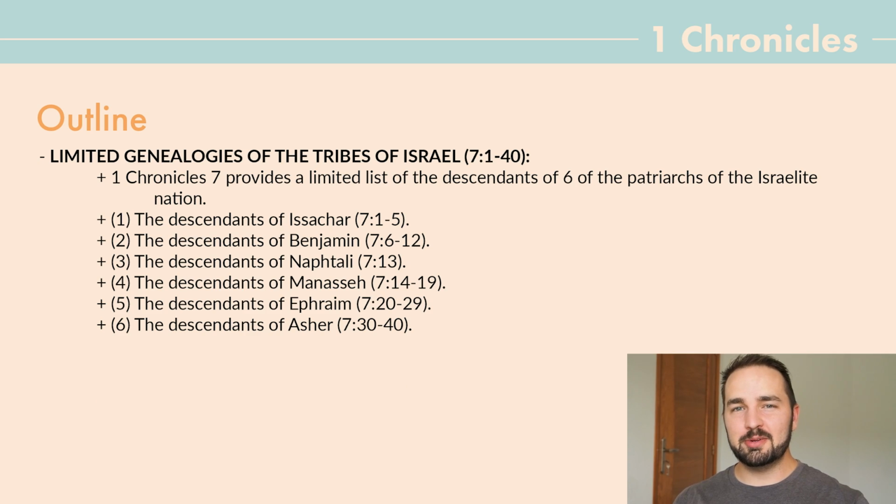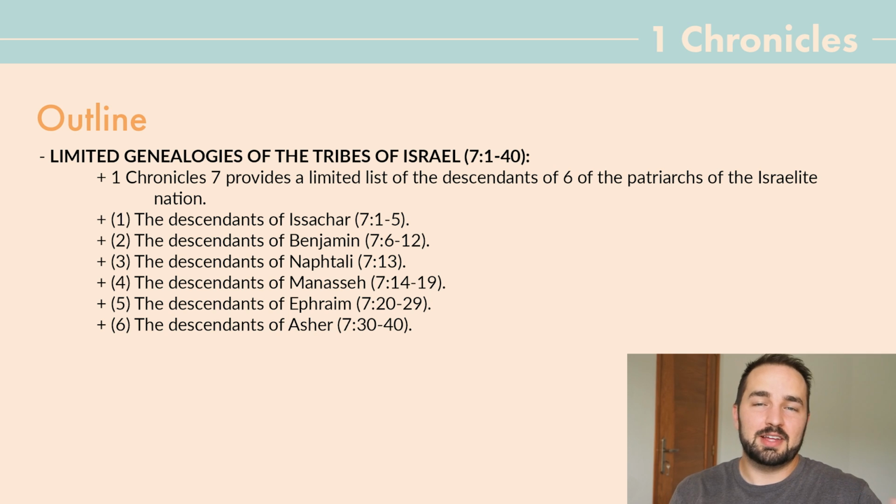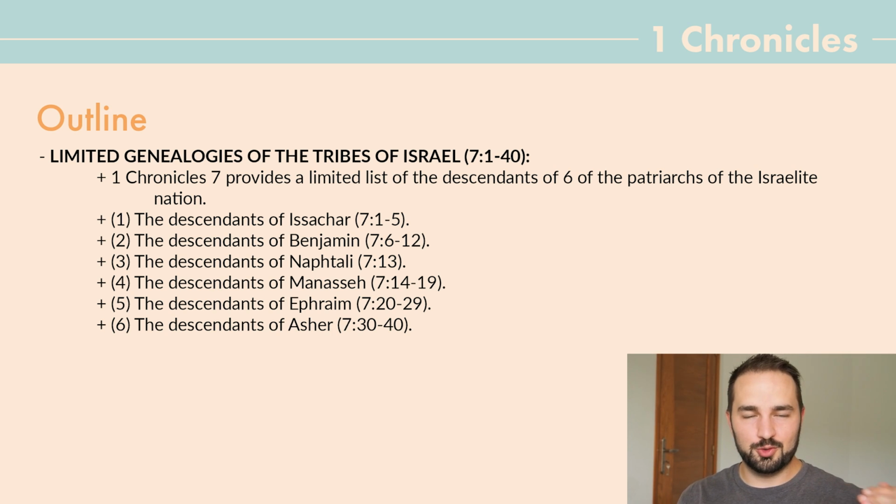Now, as we go over to page number 2, you'll notice that our outline section is pretty sparse for this chapter, and it's because how do you really summarize a list of names? You'll know what I'm talking about if you've already read the chapter for yourself. And so I've got it under one section, limited genealogies of the tribes of Israel, and then I've got it subdivided out by the individual tribes.